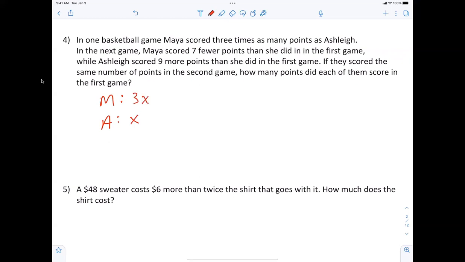All right. In the next game, Maya scored 7 fewer points than she did in the first game. So the next game, Maya scored what? You guys are getting the hang of it. While Ashley scored what? X plus 9. Come on now, that's not that hard. If they scored the same number of points in the second game, how do I write that equation?